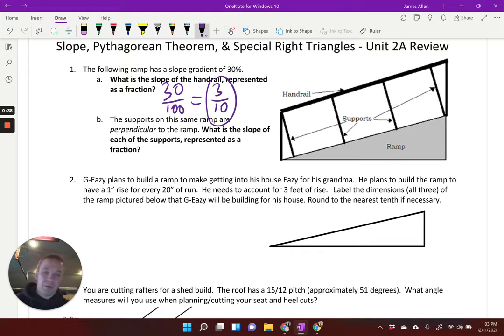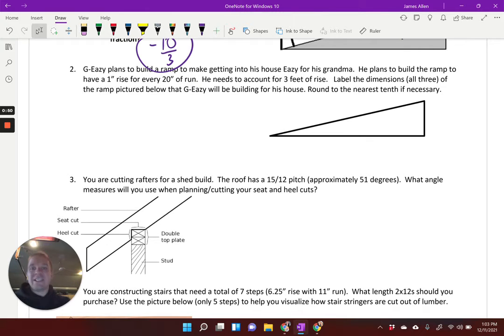What is the slope of each of the supports? They're perpendicular, right? The supports are perpendicular. So we have to do the opposite, which would be negative, and reciprocal, which would be 10 over 3. Done. Final answer. Awesome. All right. We're cruising. Easy.